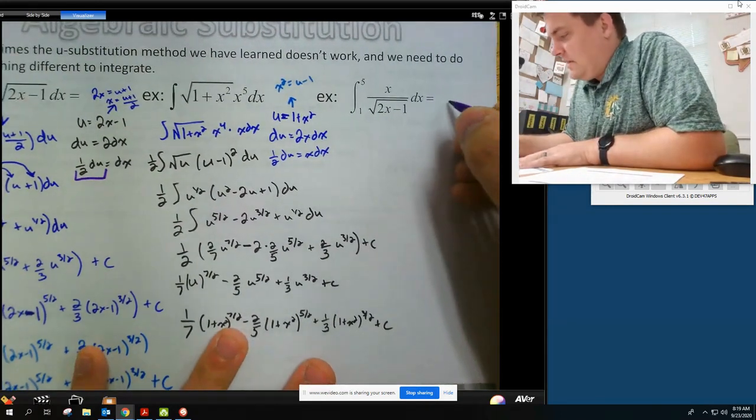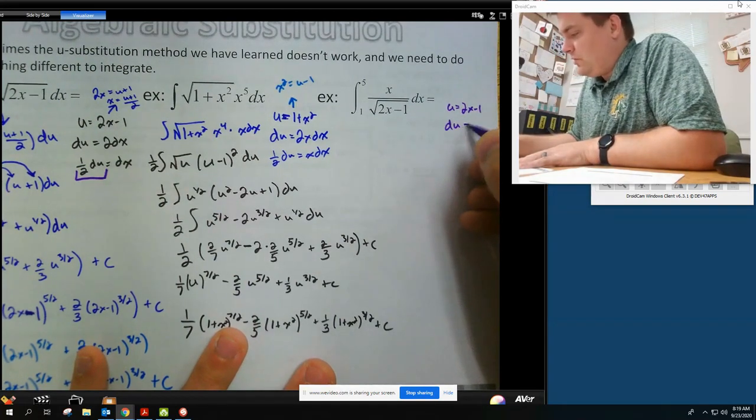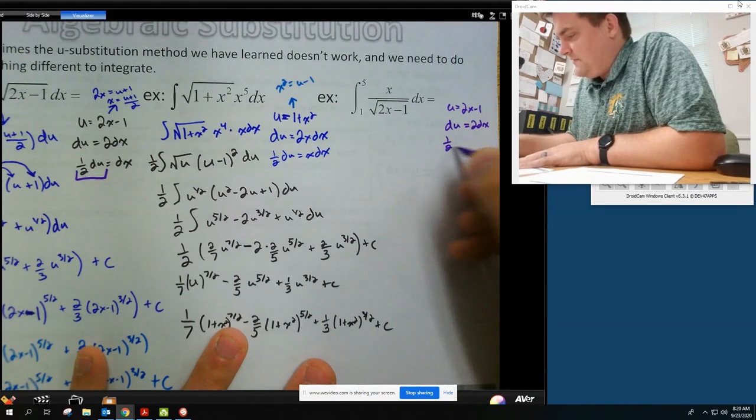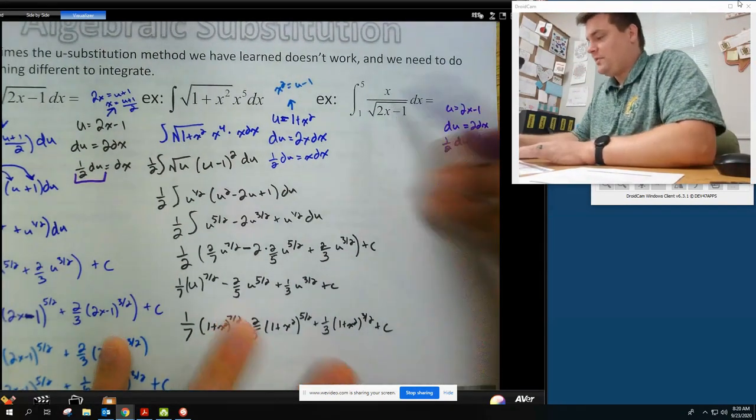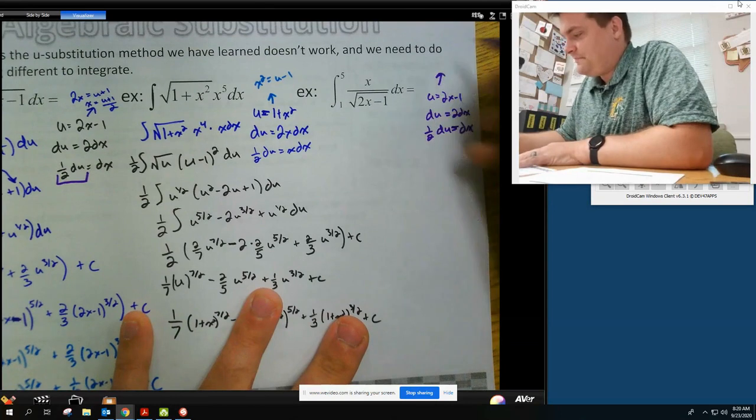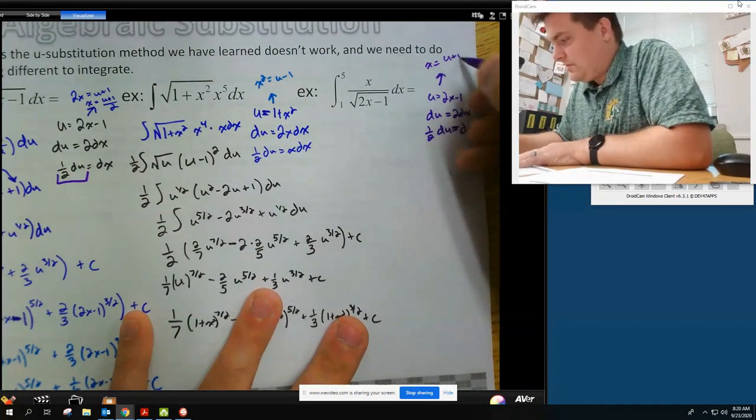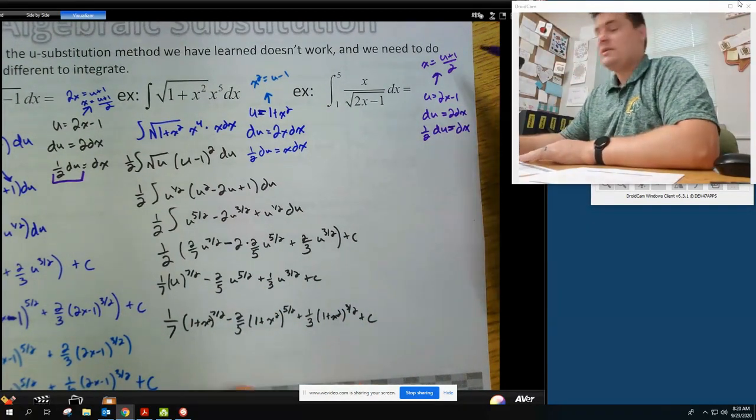So I'm going to let u equal 2x minus 1. That's going to make du equal 2 dx. So half of du is equal to dx. Again, I'm going to have this x left over. So, well, what is x? Well, isn't x equal to u plus 1 all over 2? Just double checking myself here because I'm kind of going fast. Yeah.